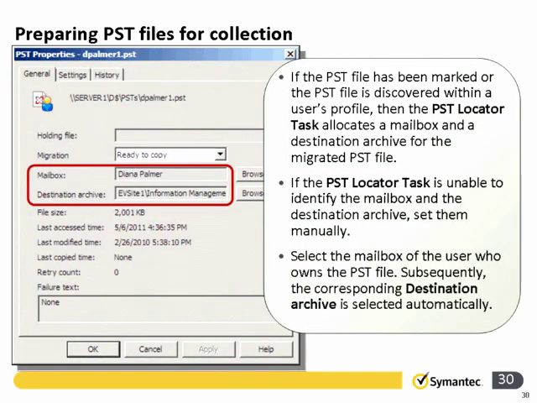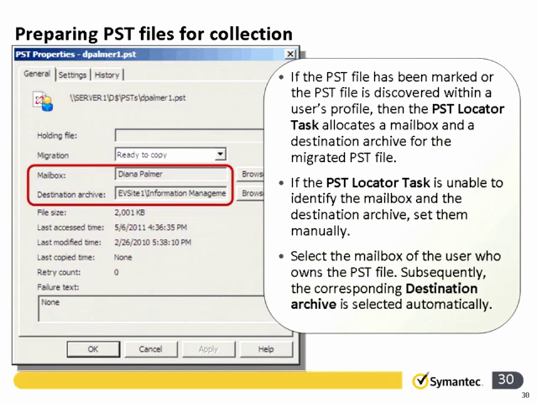Next, we're going to look at preparing the Pst files for collection. If a Pst file has been marked, or has been discovered within a user's profile, then the Pst Locator task will allocate a mailbox and a destination archive for that migrated Pst file. It does that by looking at who was the last person who accessed that particular Pst file. It also goes through the list of available mailboxes to see who the owner is, to determine which mailbox to associate that particular item with.